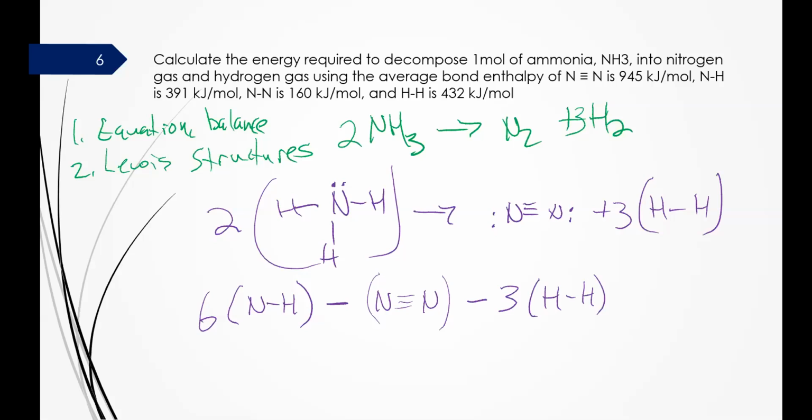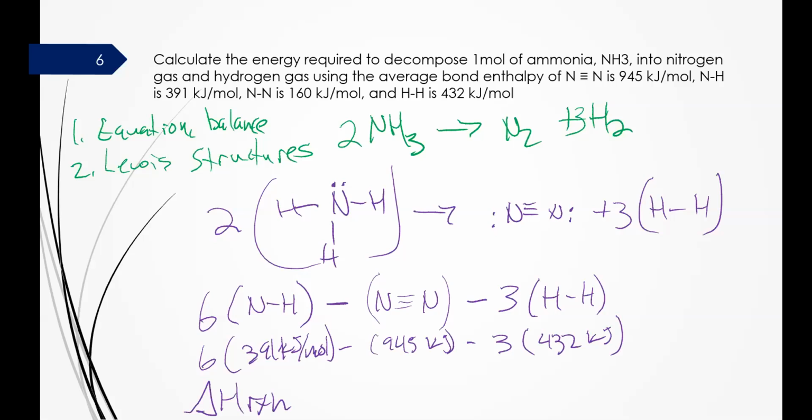So now we can plug in our values for them. So our N to H bond is worth 391 kilojoules. Our triple bond is worth 945 kilojoules. And our 3 H to H bonds are worth 432 kilojoules. So the delta H for this reaction is what?